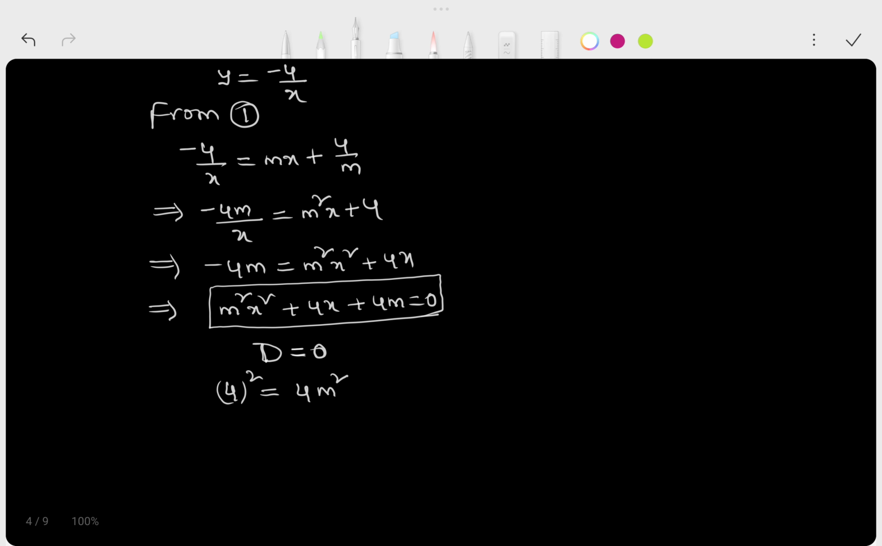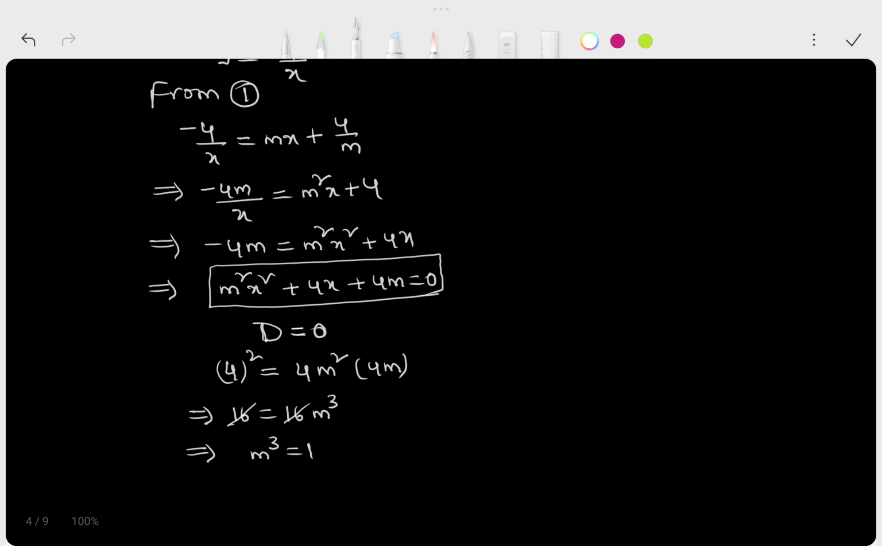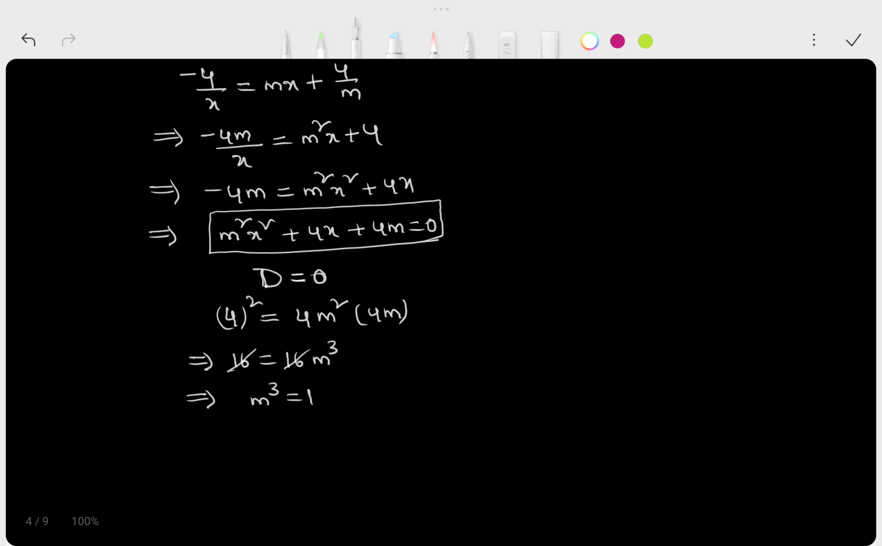The a value is m square. The c value will be nothing but 4 into m. So from this one we can write that 16 is equal to 16 into m to the power of 3. So 16 and 16 will be cancelled. m power 3 is equal to 1. Now what are the m values? So m cube minus 1 is equal to 0. What are the factors of this one? This value will be nothing but m minus 1 into m square plus m plus 1 is equal to 0.